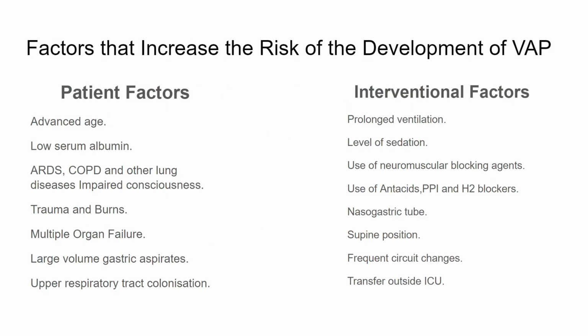Factors that increase the risk of development of VAP. Patient factors include advanced age, low serum albumin, ARDS, COPD, other lung diseases, trauma and burns, multiple organ failure, large volume gastric aspirates, and upper respiratory tract colonization. Interventional factors include prolonged ventilation, level of sedation which is too high, use of neuromuscular blocking drugs, use of antacids such as PPIs and H2 blockers, NG tube, supine position, frequent circuit changes, and transfer outside ICU.